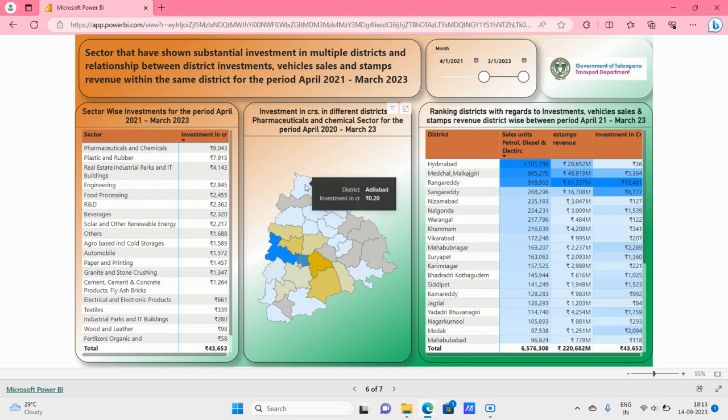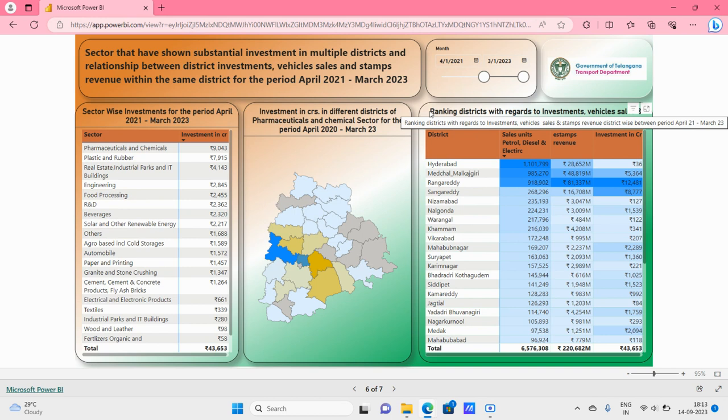Now we will go to the next visual. Here we have ranked the districts with the highest unit sales of petrol, diesel, and electric, as well as e-stamps revenue and investment in various districts for the financial year 21-22. The conclusion we have drawn is that the four districts, Ranga Reddy, Sanga Reddy, Hyderabad, and Malakagiri, had the highest vehicle sales, e-stamp revenue, and investments in crores, except for Hyderabad, which shows one of the lowest investments.